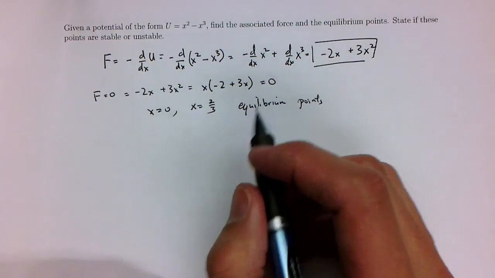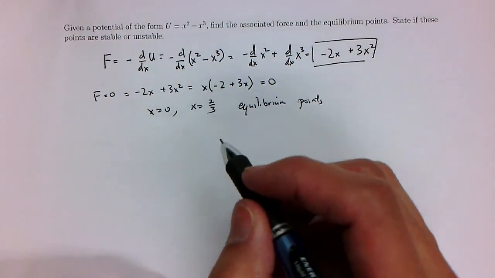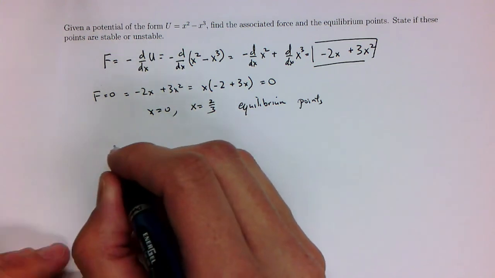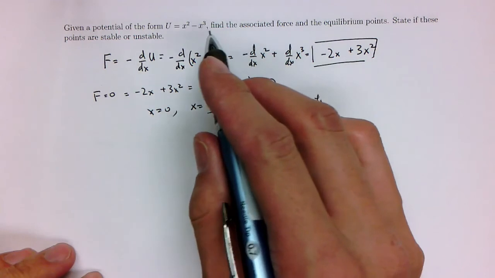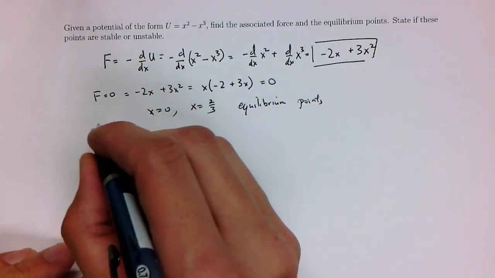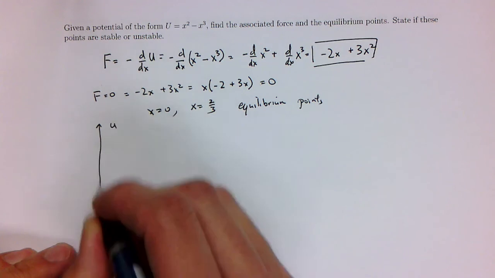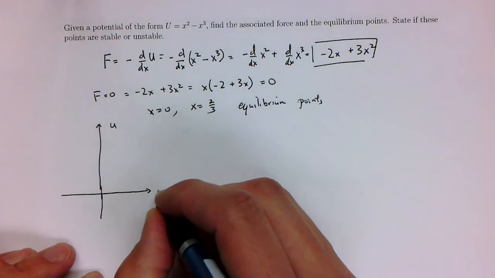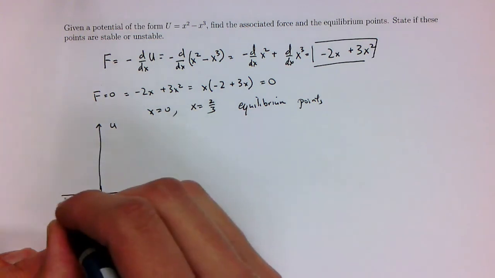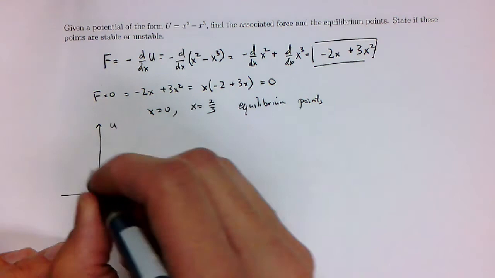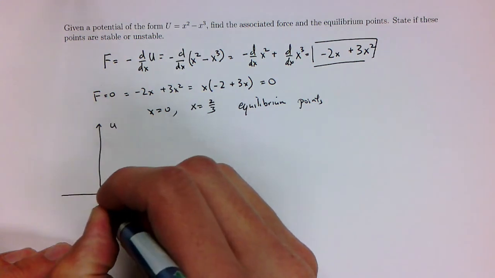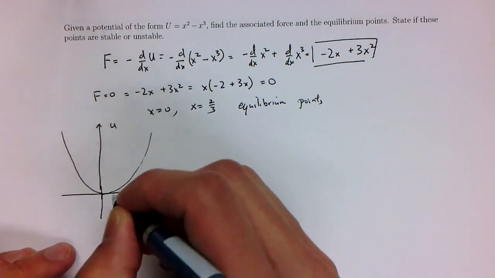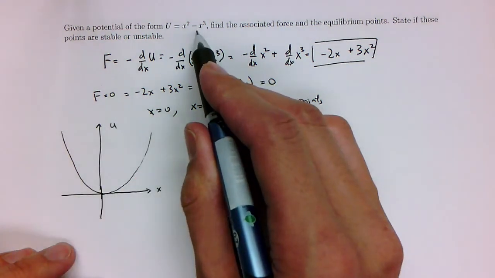Okay, so now let's see if they're going to be stable or unstable. Let's take a step back and just draw what this thing might look like. So let's draw U on the y-axis. You should always do this first, but we're doing it now because it comes up. X on the x-axis. I'm going to draw this term first, x squared, drawing lightly. X squared looks something like that. Okay, so it's minus x cubed.